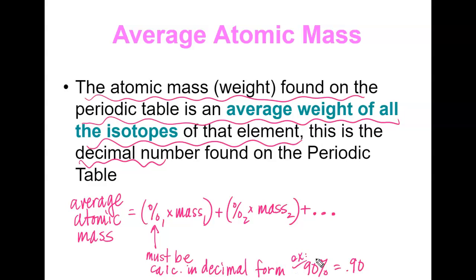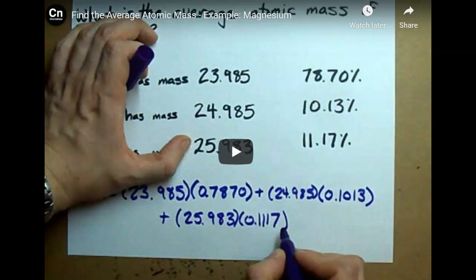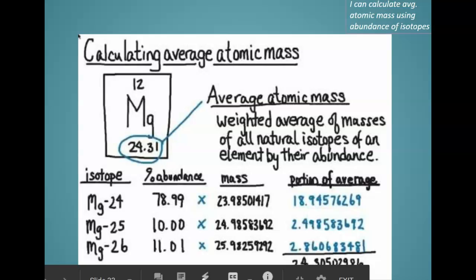Okay, so this is not a terribly hard calculation, but it can become tedious if you have a lot of isotopes, because the more isotopes you have, the more times you have to do percent times mass and add that in. All right, so let's take a look at a couple of examples. For this one, you can stop the video right now and go ahead and watch this video. It gives you a good idea of what exactly is going on. And so we're going to go on to our next slide.